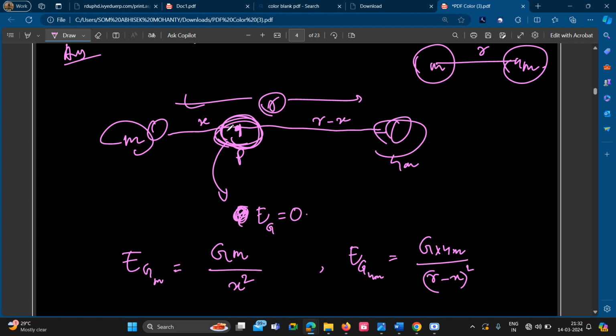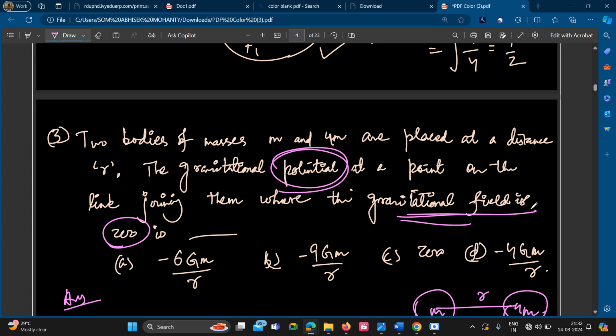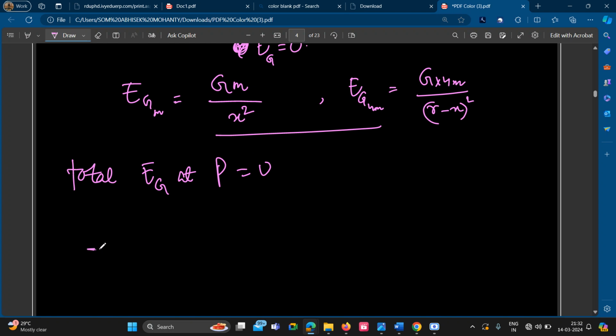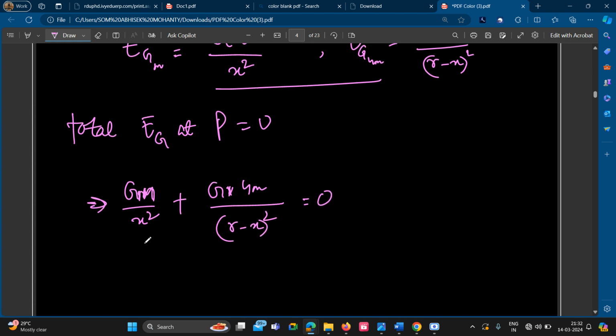So the total gravitation field here is how much? Total gravitation field at P is 0. So we just add them and equate it to 0, isn't it? So GM by X square plus G into 4M by R minus X whole square is equal to 0. Okay, so GM will go to the other side, 1 by X square plus 4 by R minus X whole square is equal to 0.